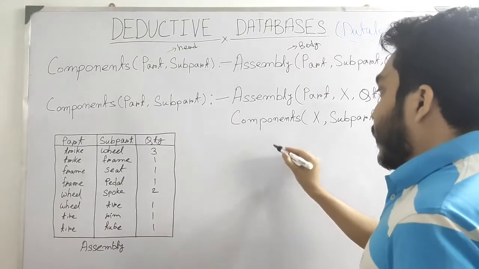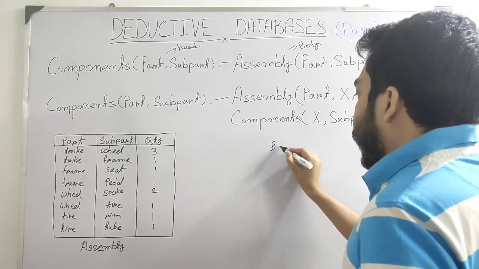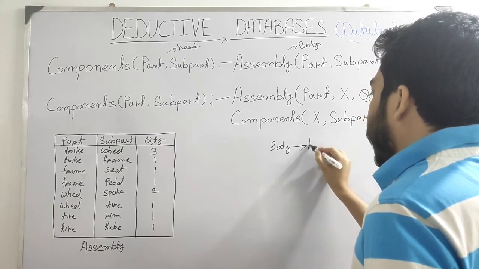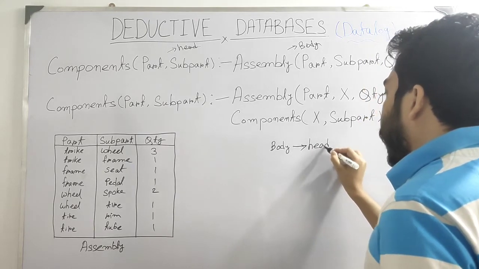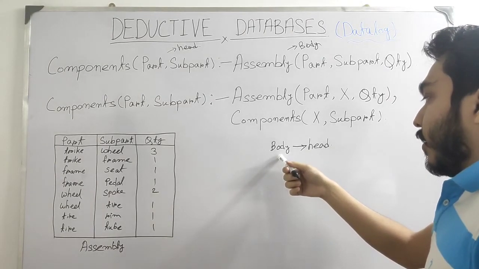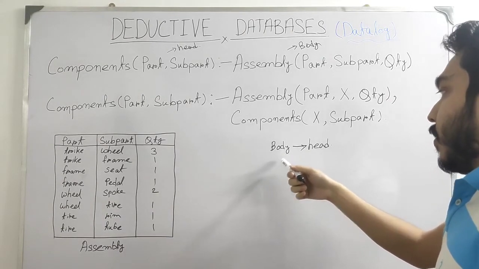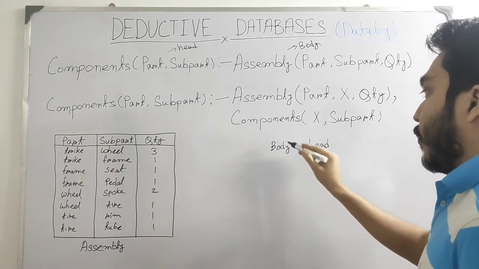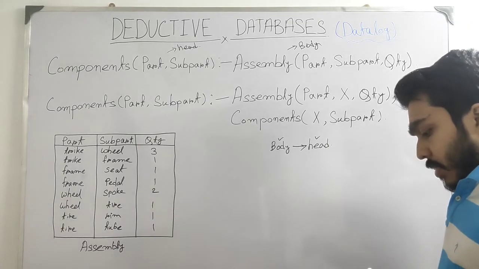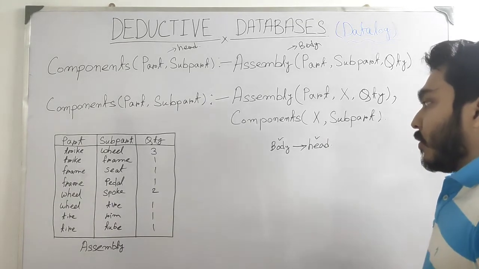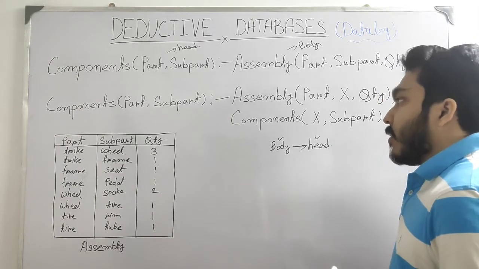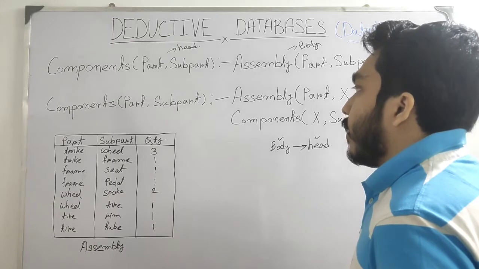And our relation is body implies head. It means if we have some tuple in our body, then that tuple should be present in head. That means if the body is true, then the head should always be true, and if the body is not true, then the head can be true or cannot be true.